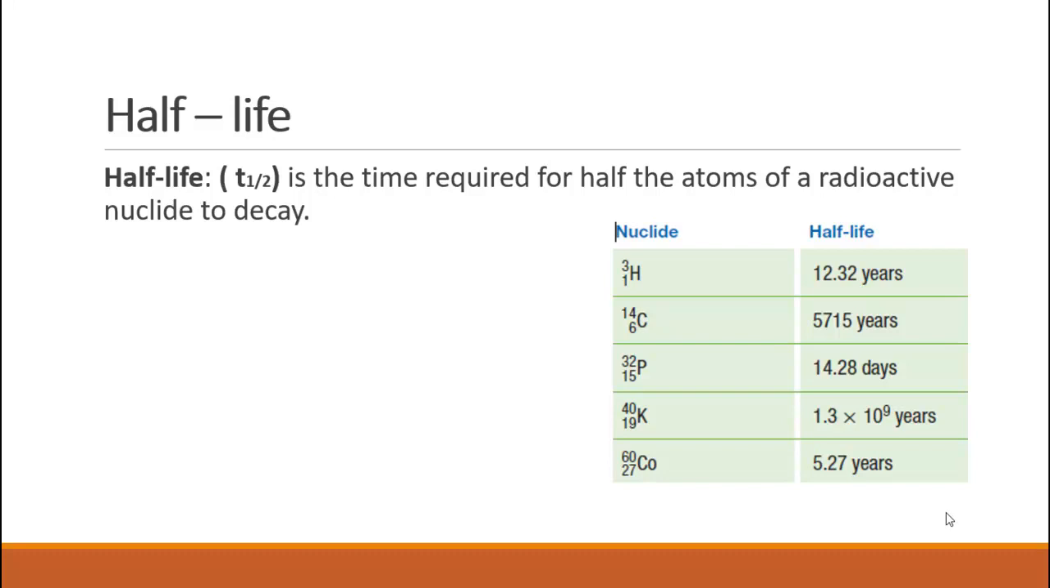Half-life, or T-half, is the time required for half the atoms of a radioactive nuclide to decay. So it's the time required for only half the atoms of a radioactive nuclide to decay. It's easy to measure and has been determined for many different isotopes. Some half-lives are only a fraction of a second, while others are billions of years. And these are the half-lives for some of the most commonly used radioisotopes, like hydrogen, carbon, potassium, and cobalt.